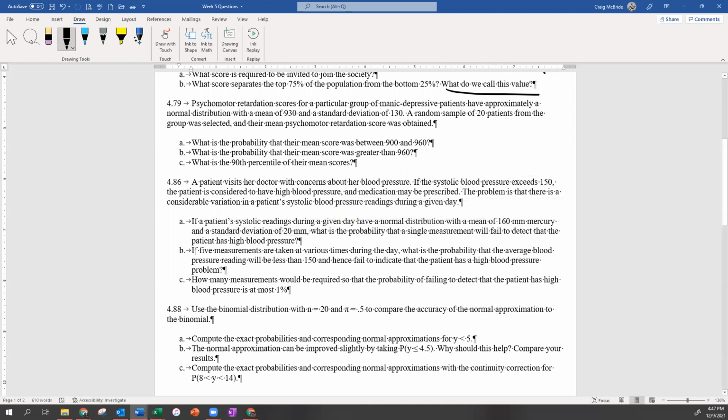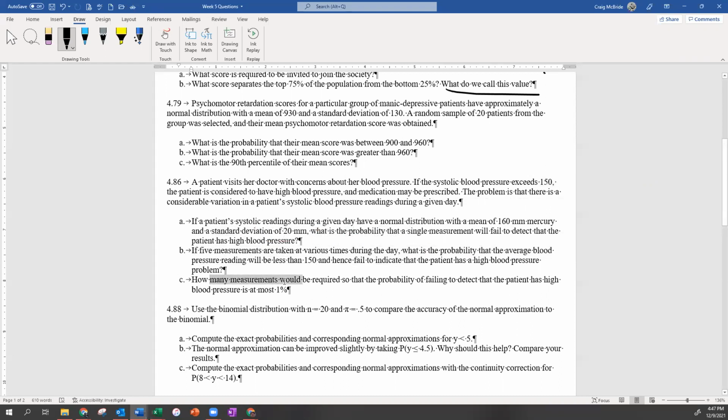And then for part B, what about 5 measurements? What's the probability that the average is less than 150? Same exact question, only now we have to augment the standard deviation and divide by the square root of 5, because we're now taking 5 measurements.